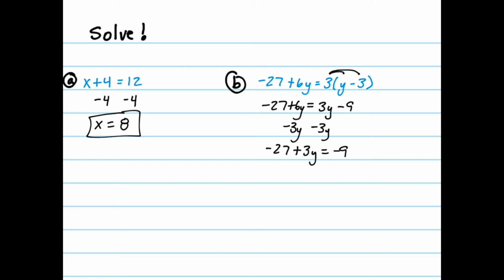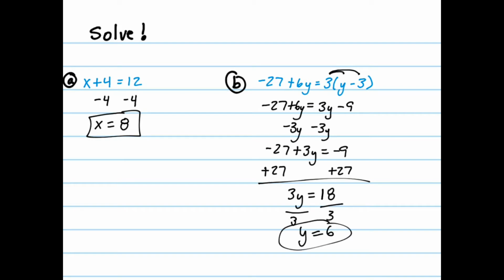Then I'm going to move the negative 27 by adding a positive 27 to cancel on the left. So now I've got 3y equals 18. I'll divide by 3. And y equals 6.